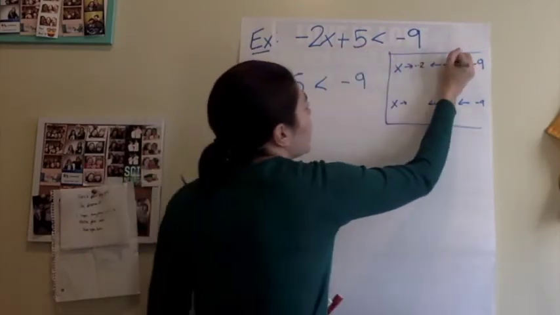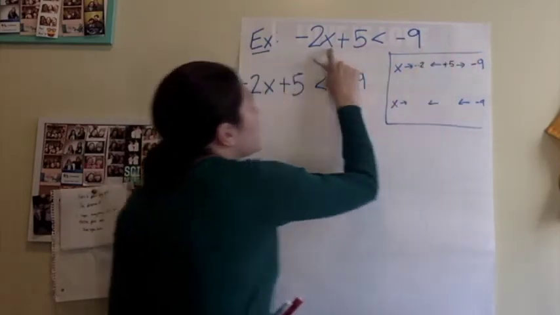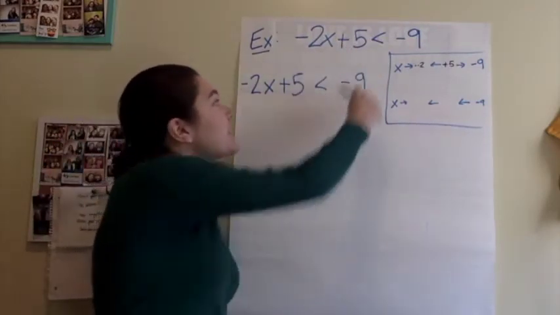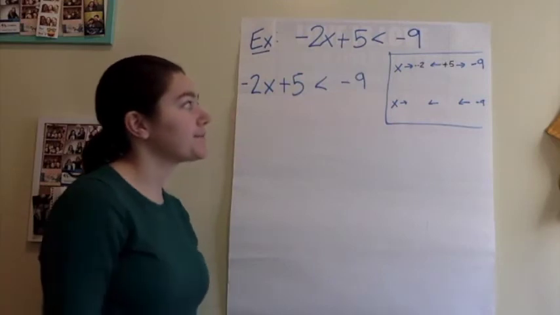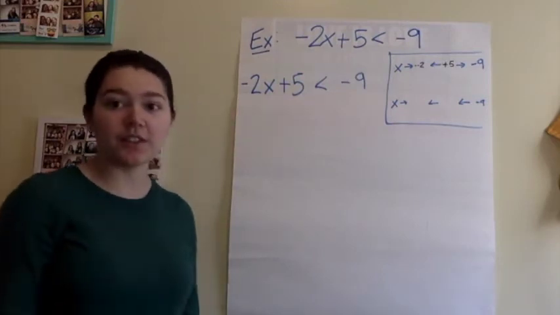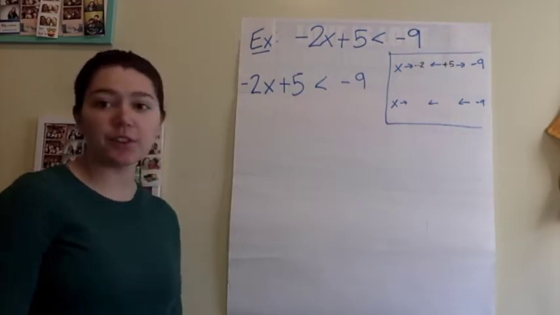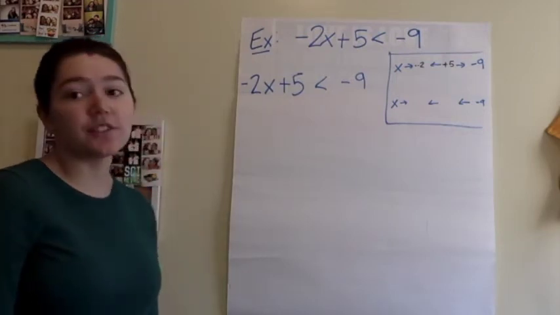And then we add 5. And when you take x, you multiply negative 2 and add 5, we need to get a value that's less than negative 9. So when we go ahead and solve this inequality, we're going to undo what's currently happening to the variable, just like we've been doing with solving equations, in order to find our solutions.